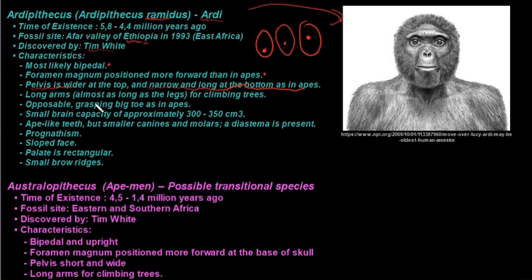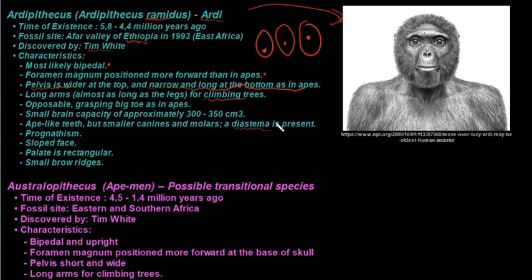Now they had long arms, almost as long as their legs, for climbing trees, and they had an opposable grasping big toe like an ape, so the foot was not human-like yet. They had a small brain capacity of approximately 300 to 350 cubic centimeters. They had ape-like teeth but smaller canines and molars.